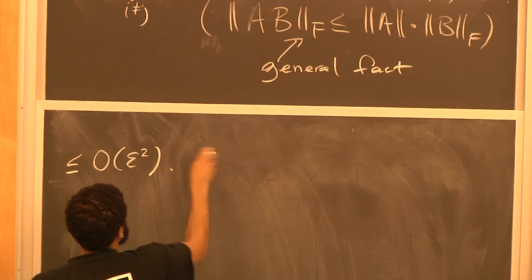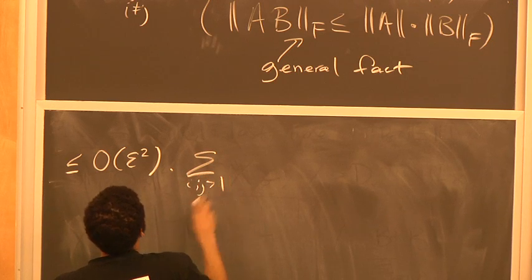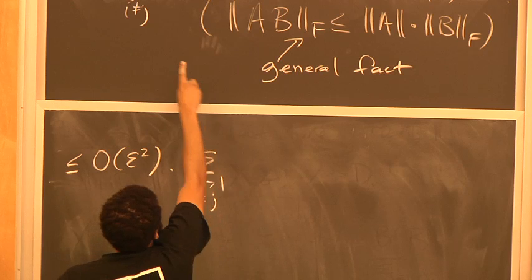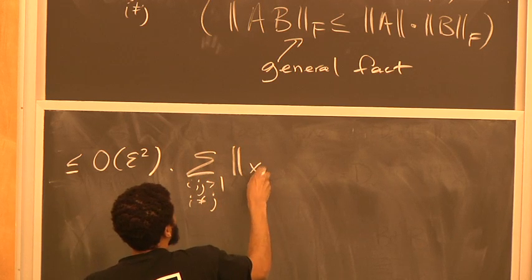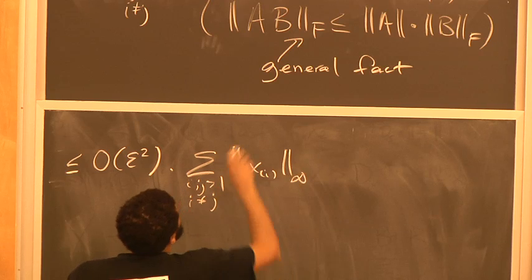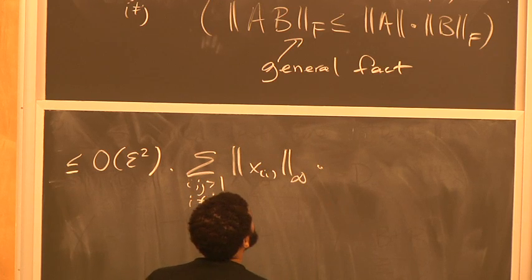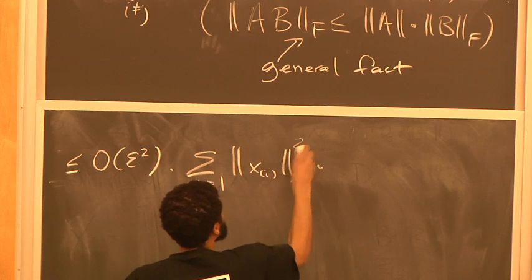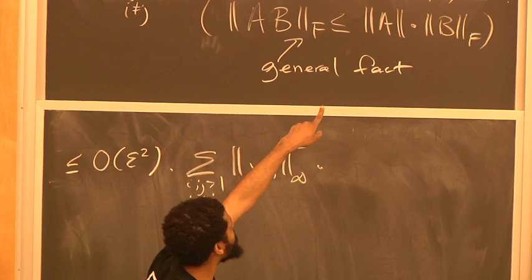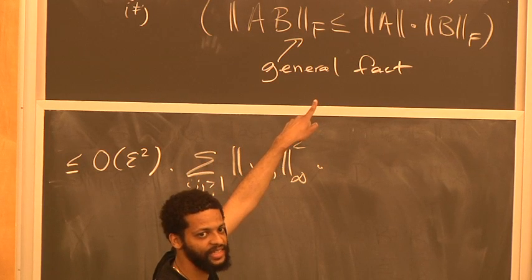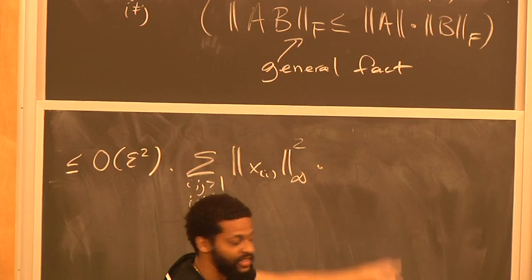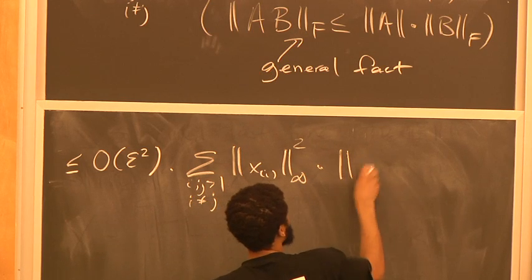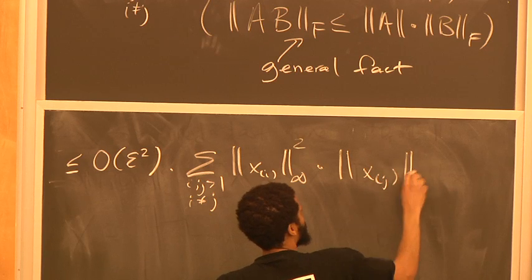And then we have the sum over i, j bigger than 1, i not equal to j. That's the L infinity norm of xi. And then that's, well, the Frobenius squared, oh, and it's squared. Okay, that's the Frobenius squared of that thingy, but that's the diagonal matrix with xj on the diagonal. So that's just equal to the L2 norm of xj squared.